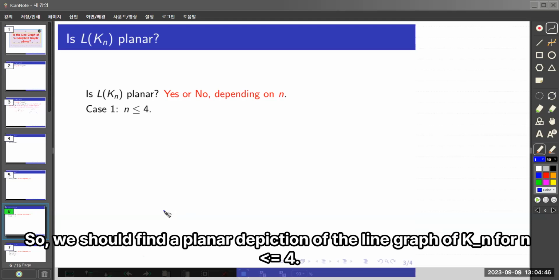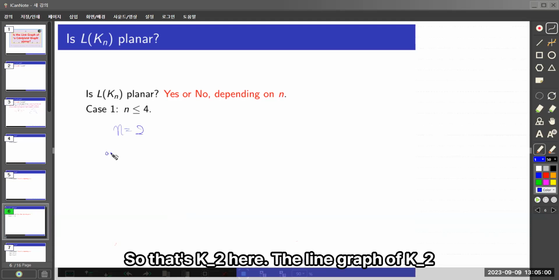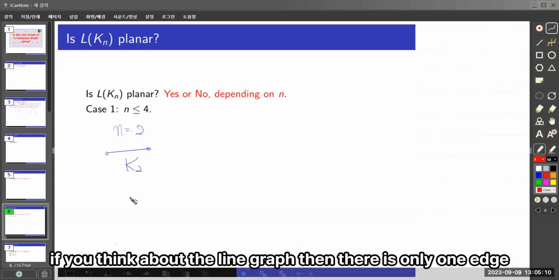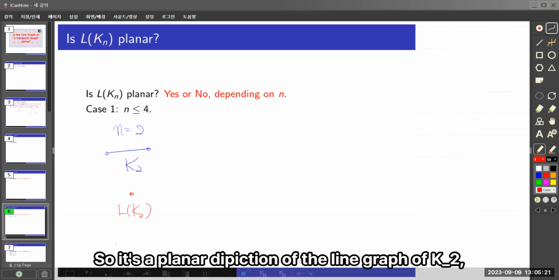So we should find the planar depiction of the line graph of K sub n for n less than or equal to 4. So n is equal to 2. That's K2 in here. And the line graph of K2, because there is only one edge in K sub 2, has only one vertex. So this is LK2, a planar depiction of the line graph of K2.